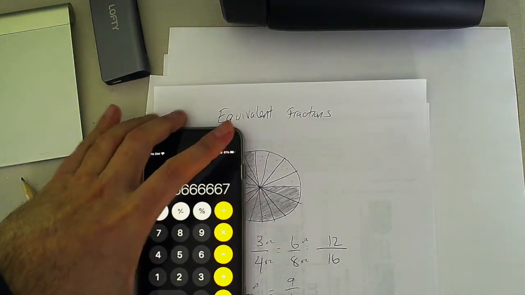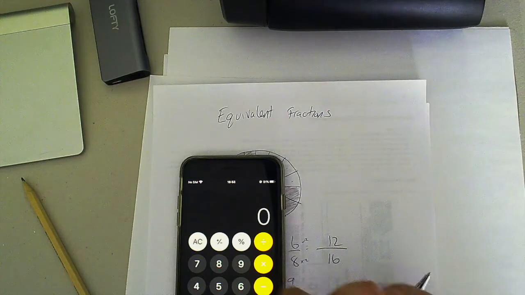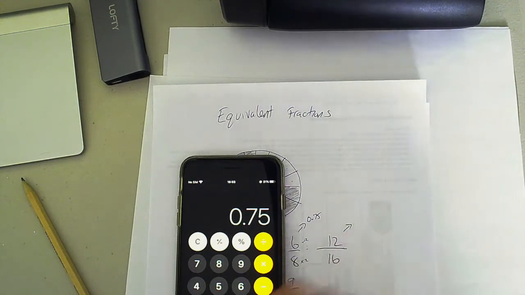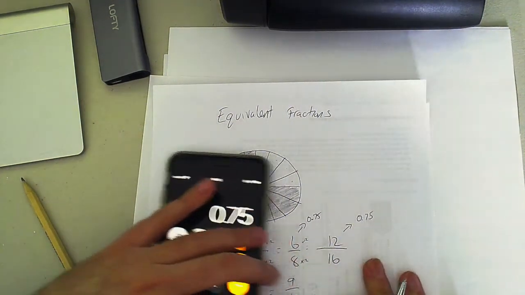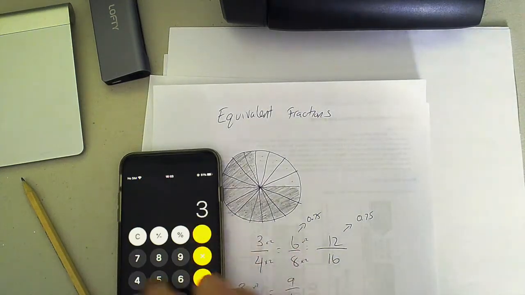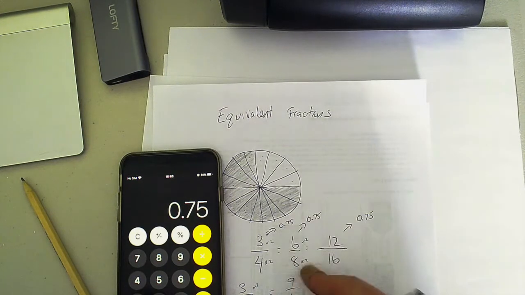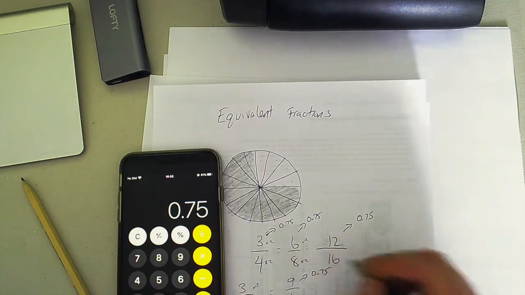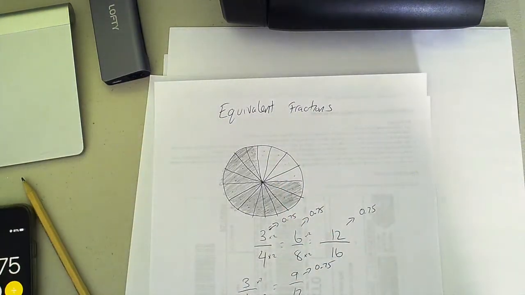Now let's try it for this here. Now we know that this is right, but let's just confirm it. 6 divided by 8 equals 0.75. 12 divided by 16 equals 0.75. 3 divided by 4, that's also 0.75. 9 divided by 12, 0.75. So this calculator has helped us with those equivalent fractions.